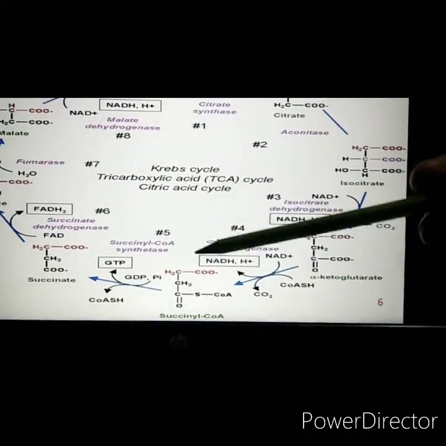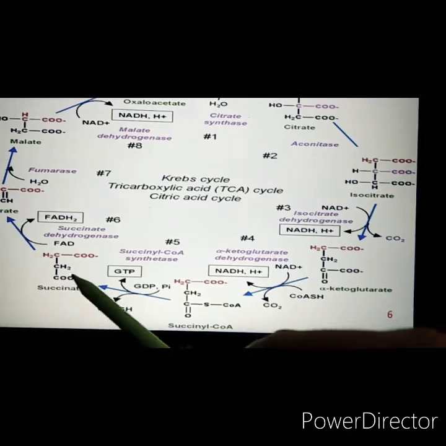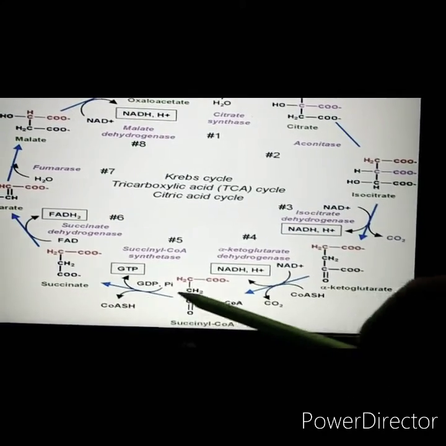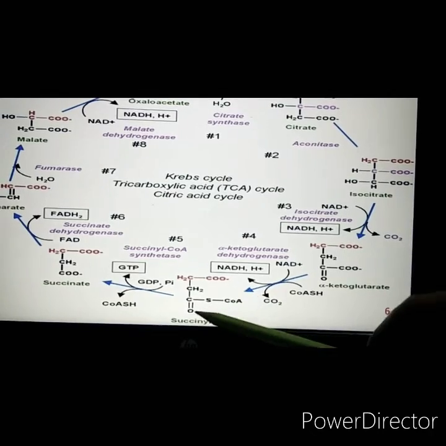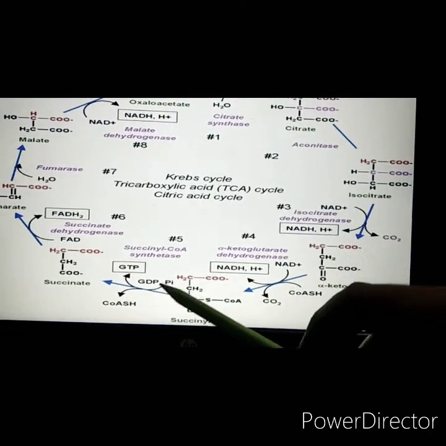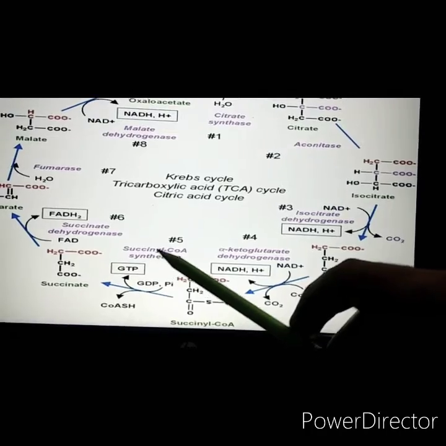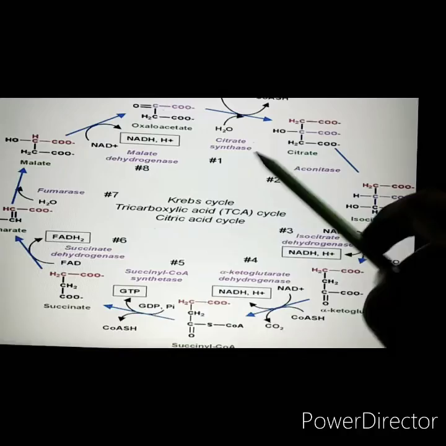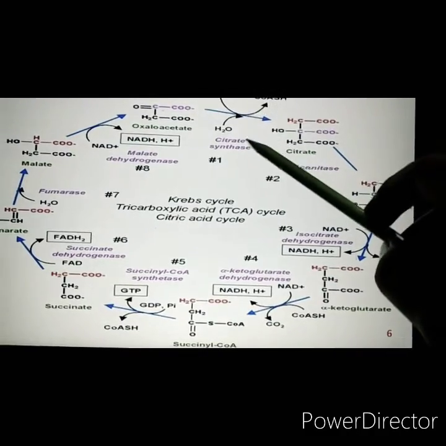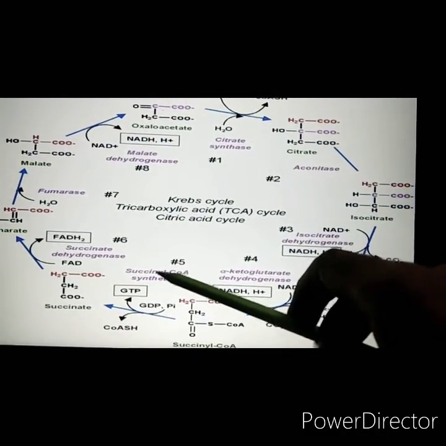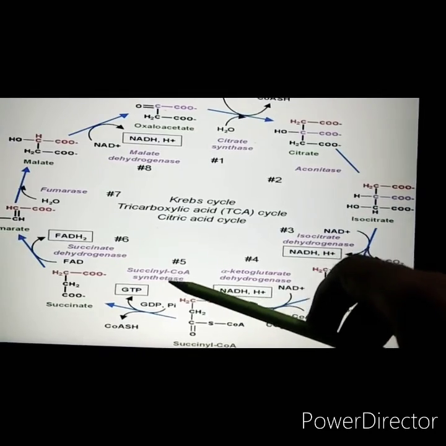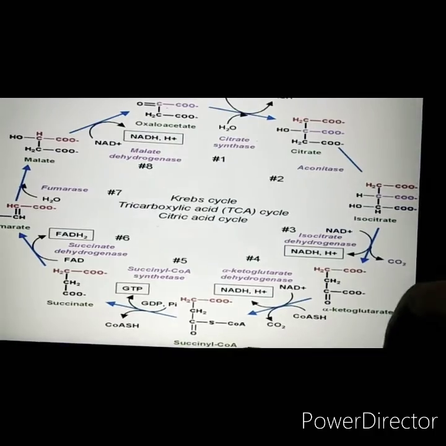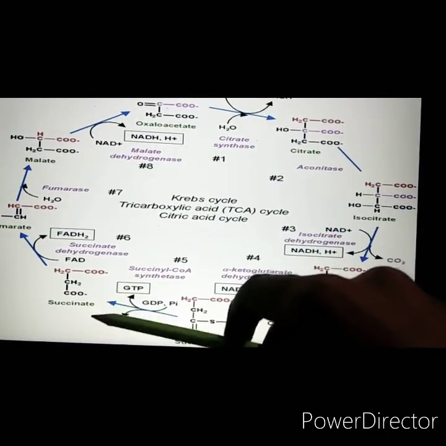The next step involves conversion of succinyl-CoA to succinate, wherein the coenzyme A molecule that was added is removed in presence of enzyme succinyl-CoA synthetase. Don't get confused between synthase and synthetase. Synthase is that which synthesizes, while the role of this synthetase enzyme here is to remove the coenzyme A molecule from succinyl-CoA and form succinate.